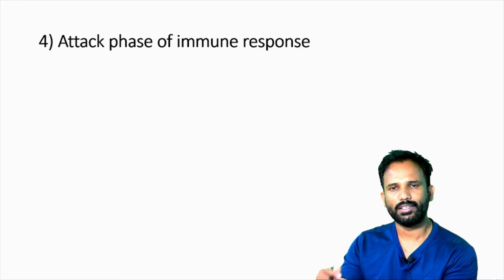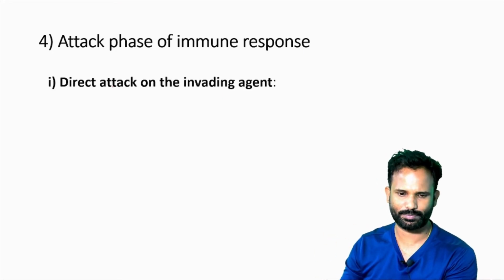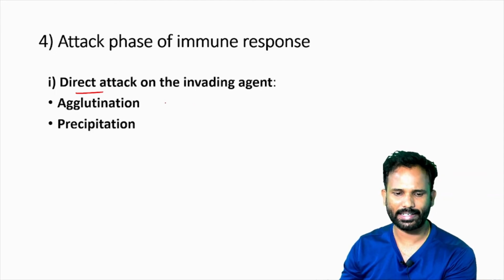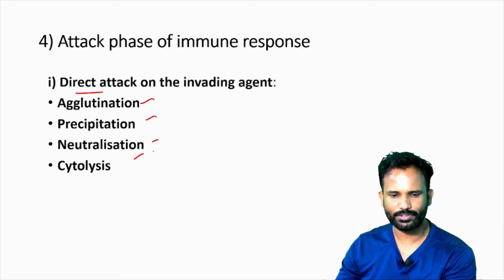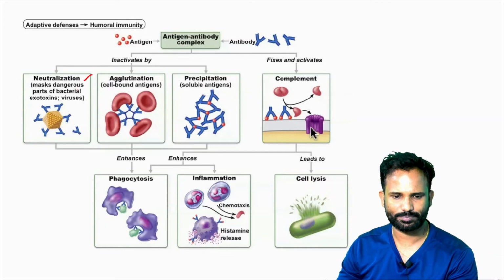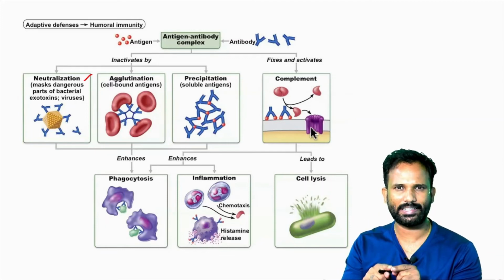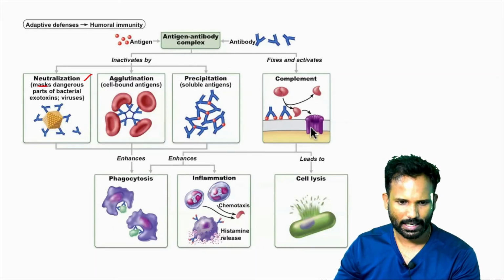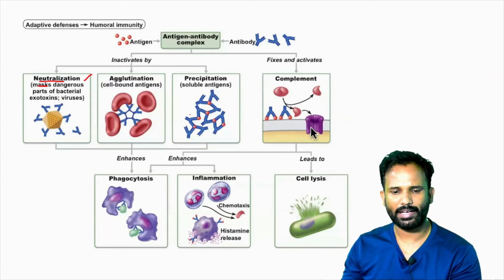And now, how will these immunoglobulins attack the pathogen? Either by direct attack or by indirect. Direct attack is by agglutination, precipitation, neutralization, and cytolysis. So what is neutralization? The pathogenic part of the bacteria will be masked, and that will be neutralized. Okay. And agglutination.